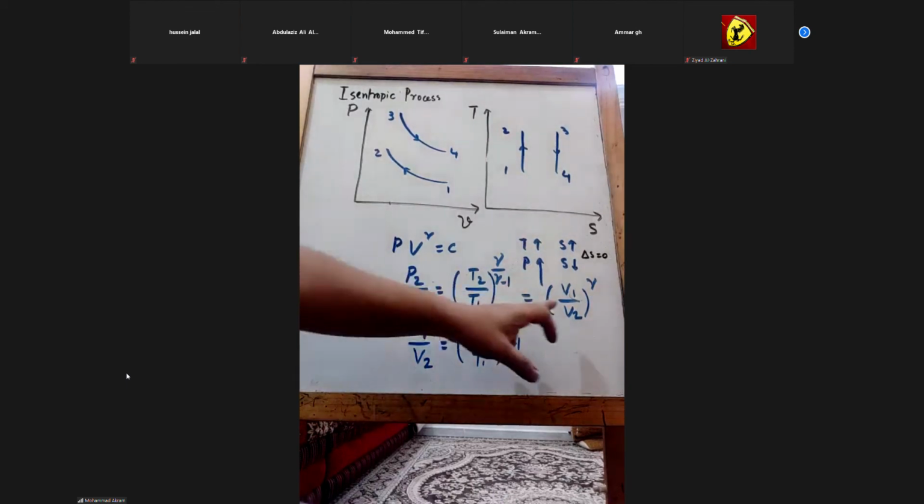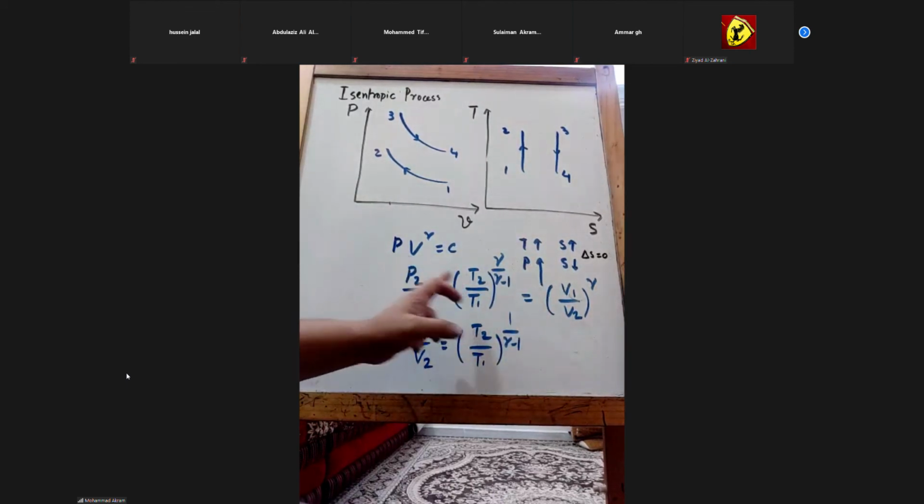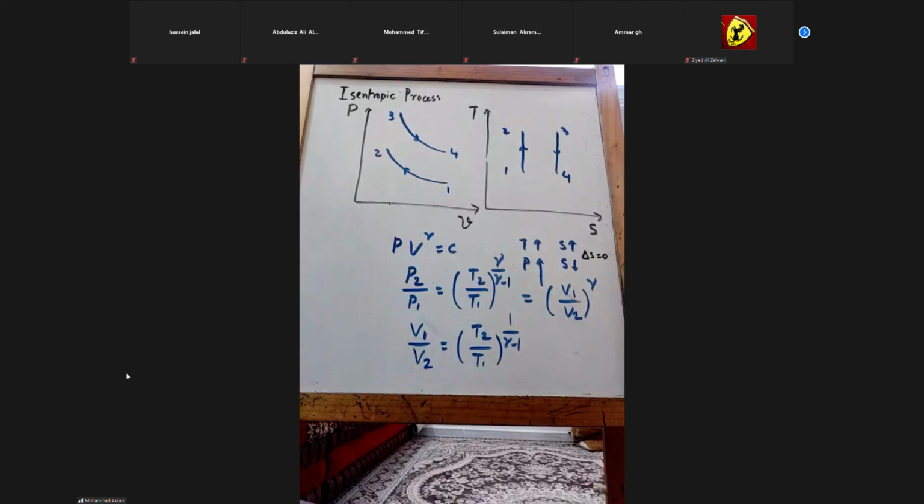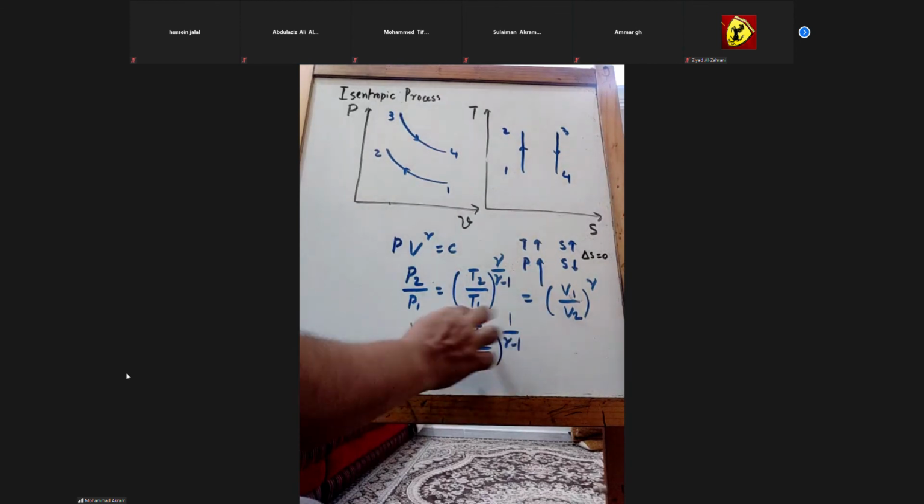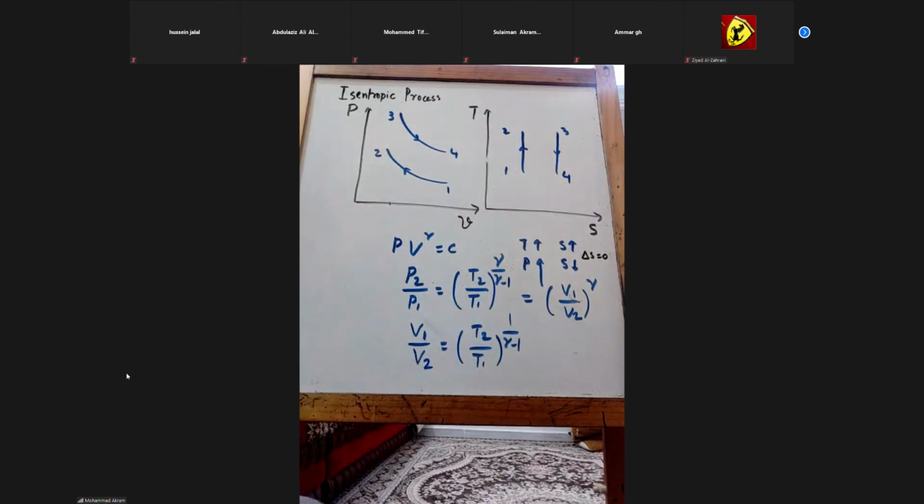Pressure and volume are opposite. Pressure and temperature are direct. Similarly, volume and temperature is direct, but the power will change. It will become like gamma minus 1. So this is the isentropic process.